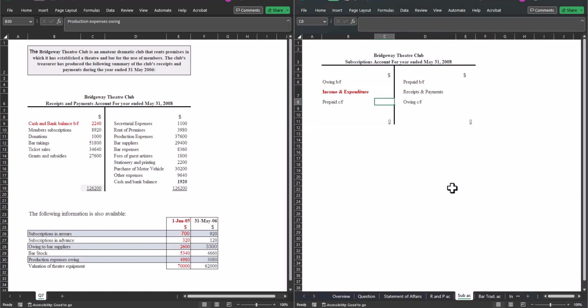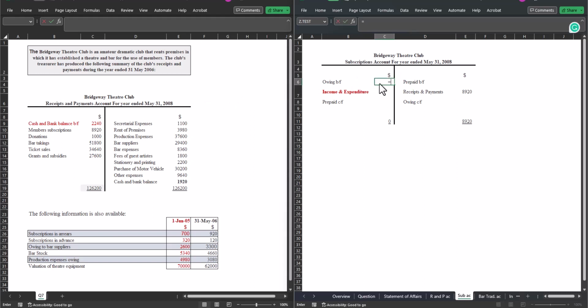Now the subscription account is a revenue account. So the owing brought down or brought forward would be on the debit side, whereas the prepaid brought forward would be on the credit side. The receipts and payment figure would be on the credit side simply because of double entry. In the receipts and payment account, subscription appears on the debit side. So of course, in this account, it would be on the opposite side.